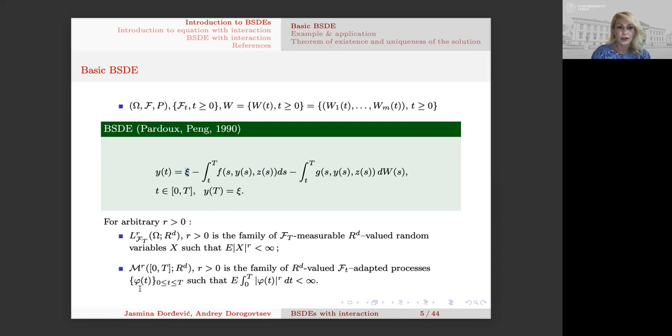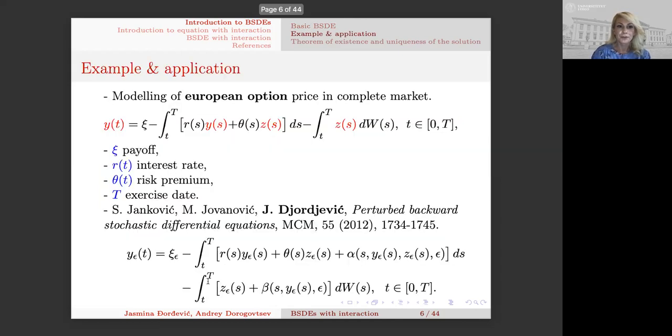Notation for spaces L and M2 is given as usual. I would just like to emphasize one more application of these BSDEs, and it is the application in pricing a European option in a complete market. If capital T is the exercise date of an option, then Xi can describe the payoff, R is the interest rate, and theta is the risk premium. Then the arbitrage price of the European option is the state coordinate of the solution of the given linear BSDE.